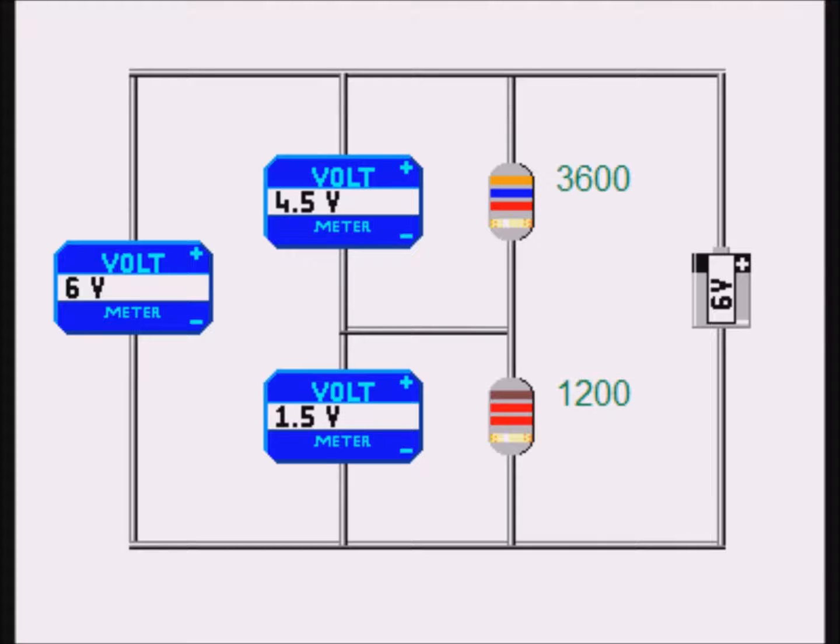The drop in voltage over the two resistors is 6 volts. We see that the voltage drop over the 3,600 ohm resistor is 4.5 volts, while the voltage drop over the 1,200 ohm resistor is 1.5 volts. We say that the two resistors have acted as voltage dividers. The voltage drop over resistors in series is proportional to their resistance. You can test this with various resistors. Also, see if you can calculate the current flowing in each resistor using Ohm's law.